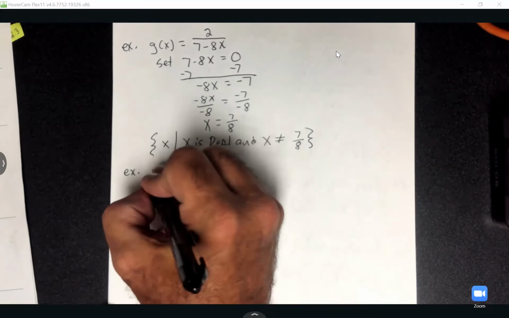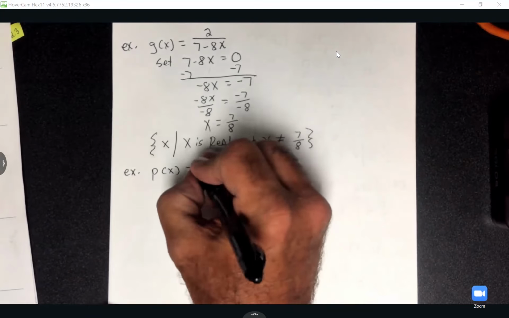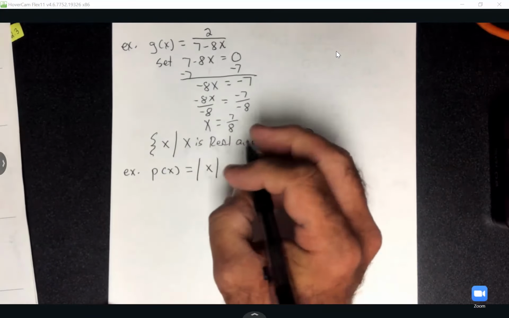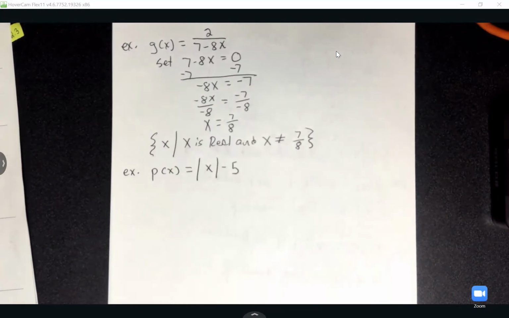All right, y'all, here y'all go. Y'all get to do this one. P of x equals absolute value of x minus 5. So will I exclude any numbers from this domain?